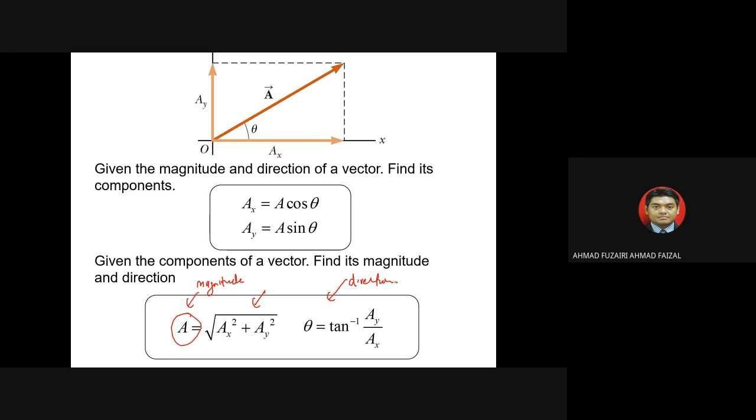Once again, theta is equivalent to tangent inverse of AY over AX. Why? Because of the vector A, Y is divided by X. AY is the numerator and AX is the denominator, because the angle comes from the component of X, from the x-axis towards the vector. So that's why tangent inverse of AY divided by the denominator AX. The denominator should always refer to the component that the angle comes from. You should always remember that.